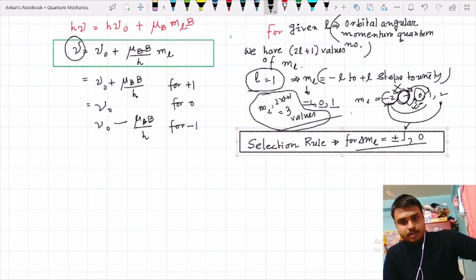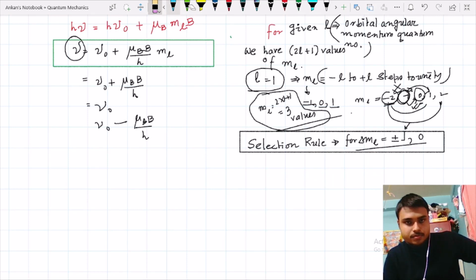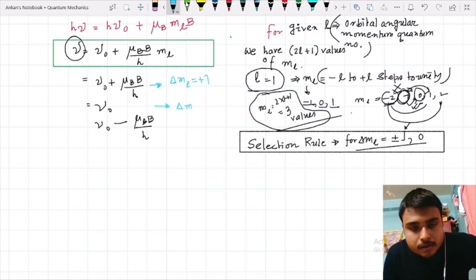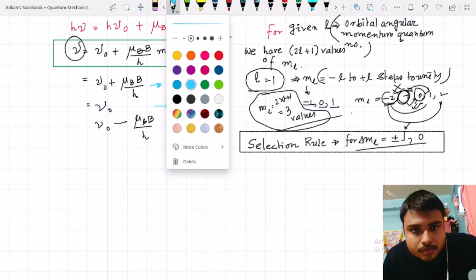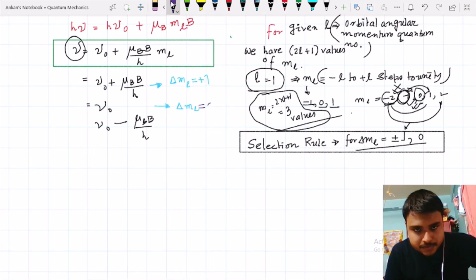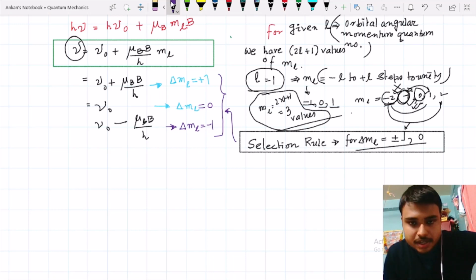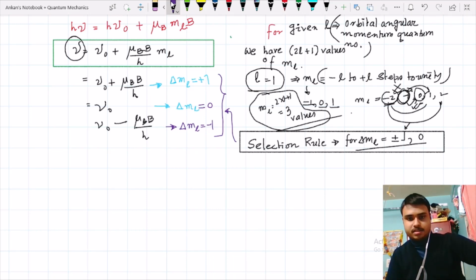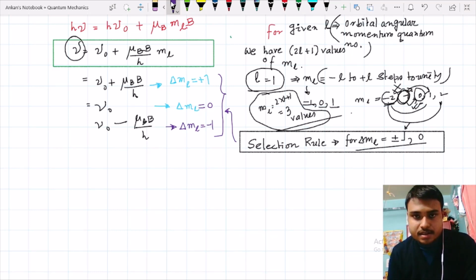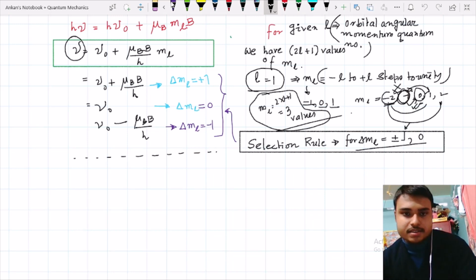So this is true for the selection rule. This is possible for delta ml plus 1, this is possible for delta ml 0, and this is possible for delta ml minus 1. So these are the frequency components. Applying the selection rule, we can easily obtain this. Now, to summarize, let us write what we have learned here.